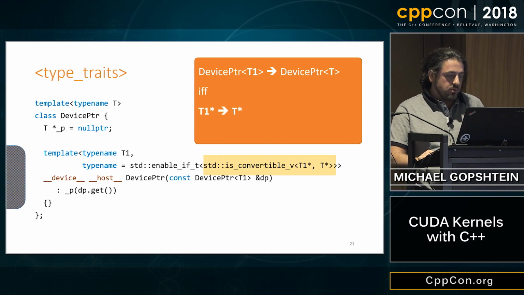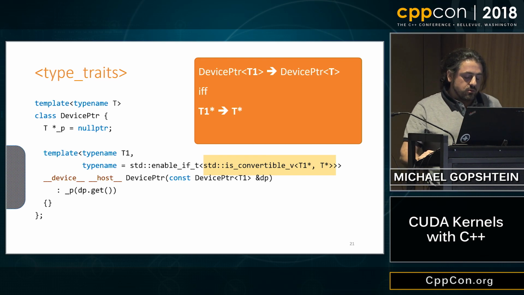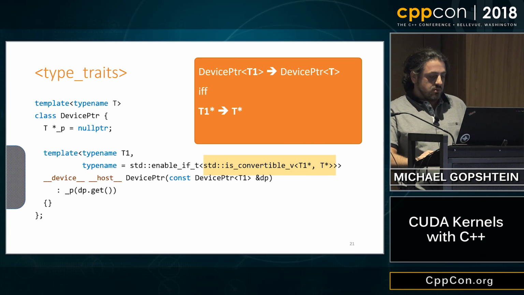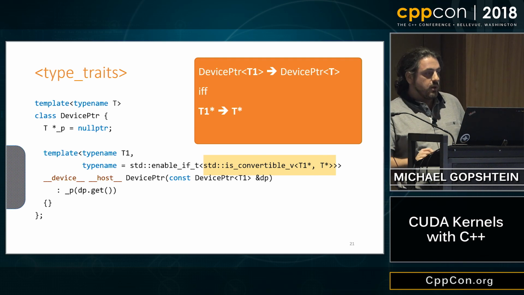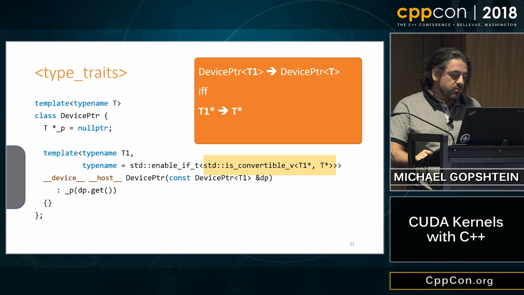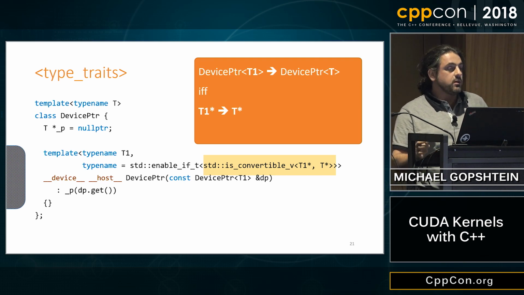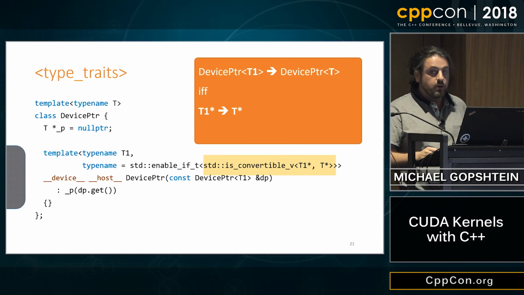And we can easily express it in C++. So we create the constructor to a device pointer which takes device pointer of type T1, but we only enable it if the types of the pointer are convertible. And again, it's not a very exciting piece of C++ code, but it just shows that you can use all the SFINAE and all the type traits in the GPU code in the same way as you do in the CPU code.